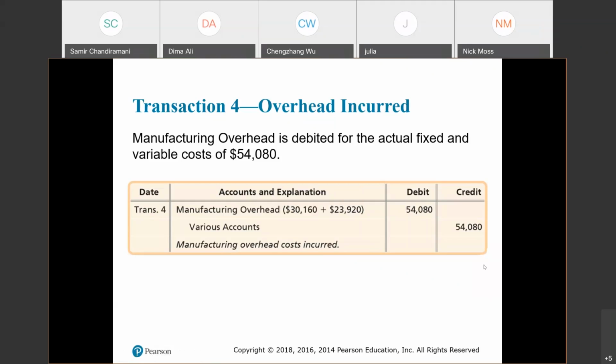That is 30,000, 160,000 actual overhead cost plus 23,920 actual fixed overhead cost. Well, that results to a total of $54,080.